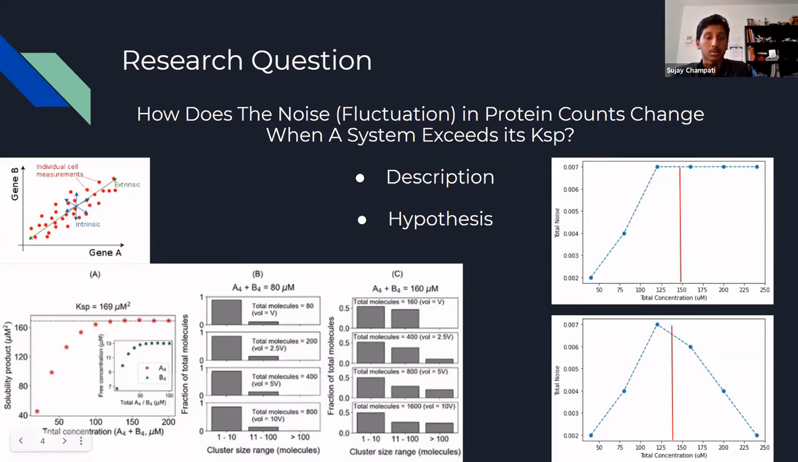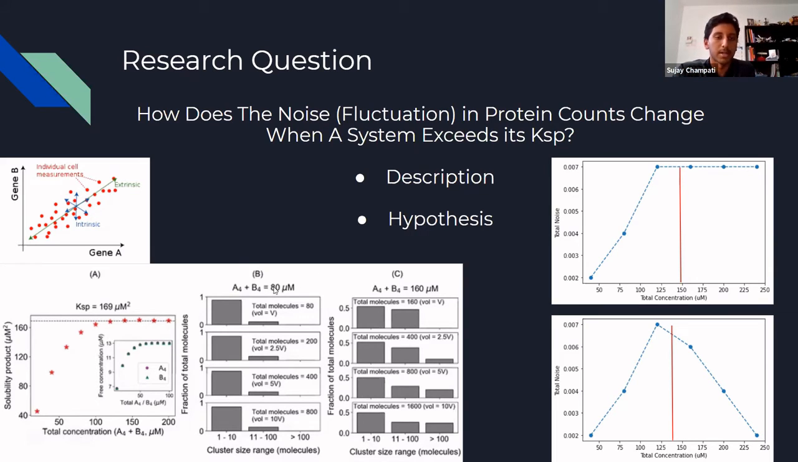If we look at this graph on the left, we can see that as our total concentration of A4 and B4 increases, that KSP value, that solubility product, is going to increase and then plateau. Because again, if we think about salt, the dissolved salt after a point is going to remain the same. You can't dissolve any more salt. Similarly, you can't have any more free A4 and B4 after that threshold.